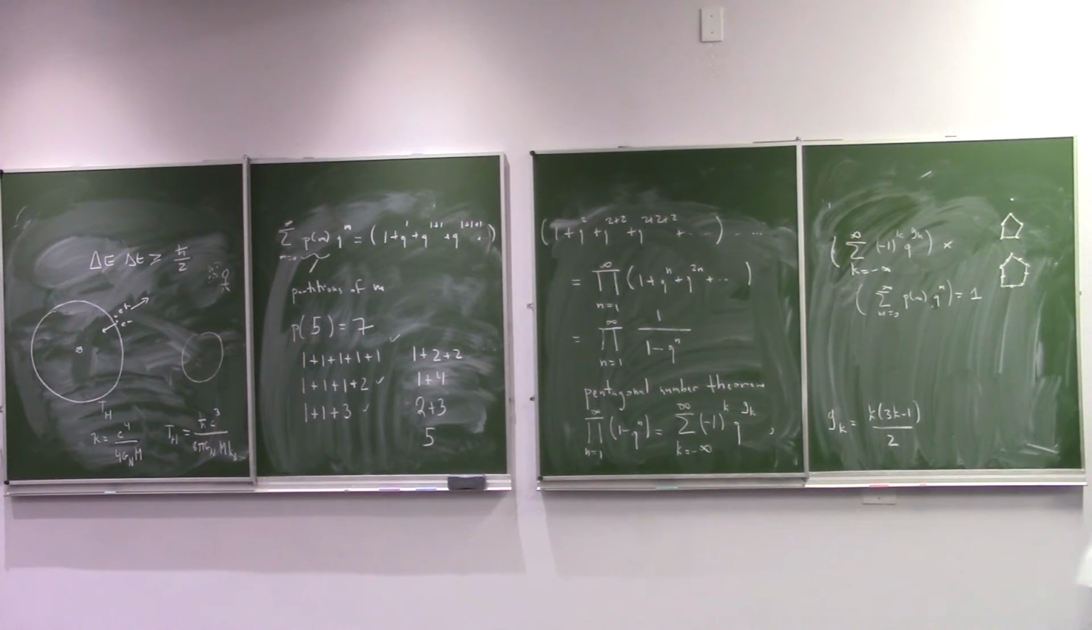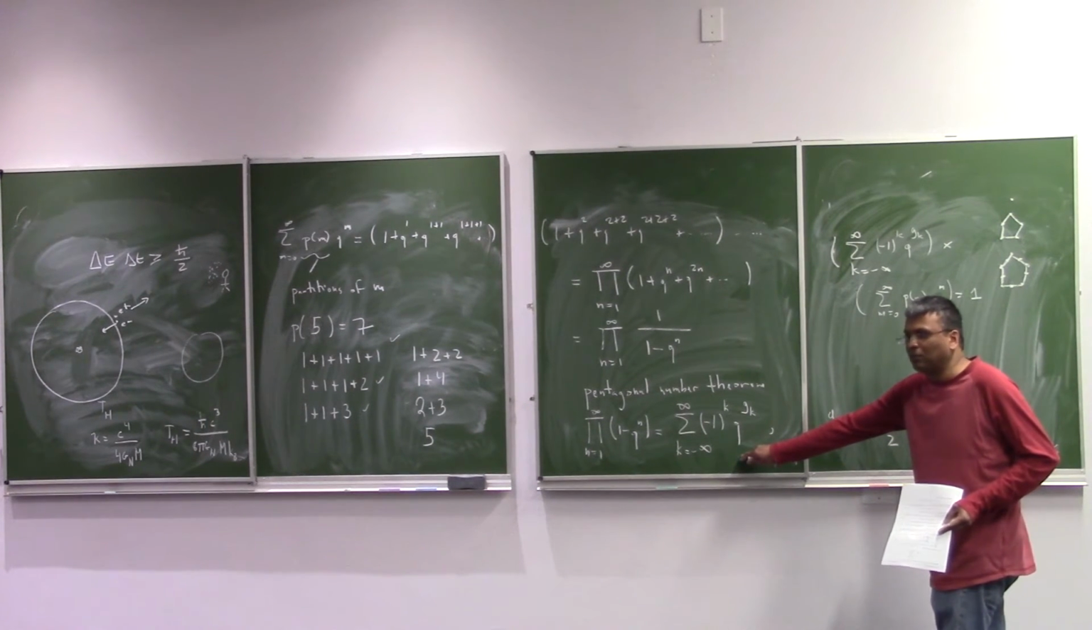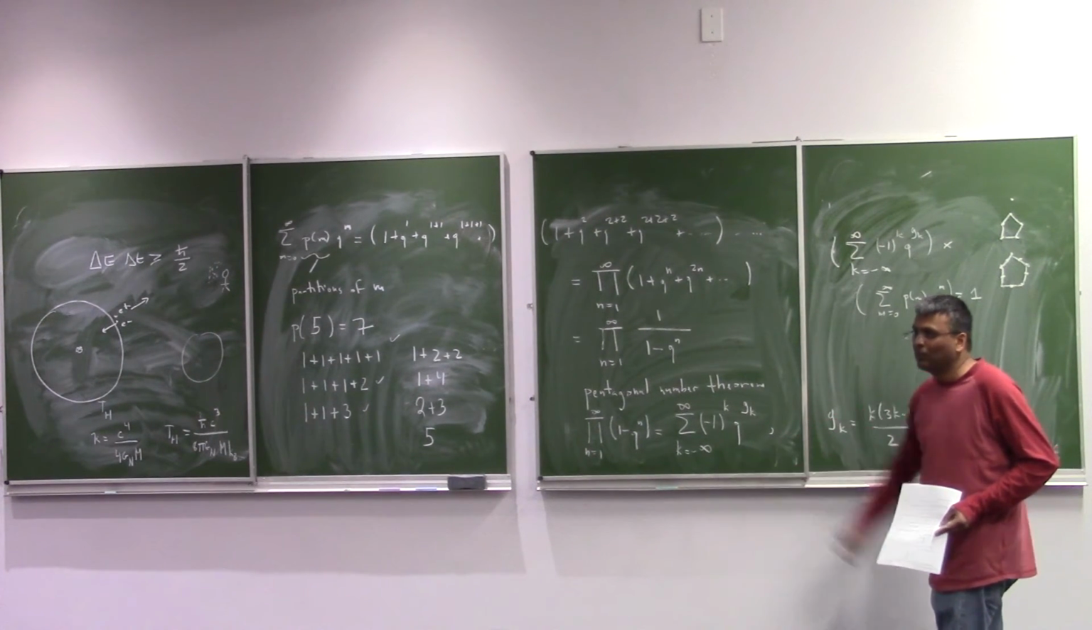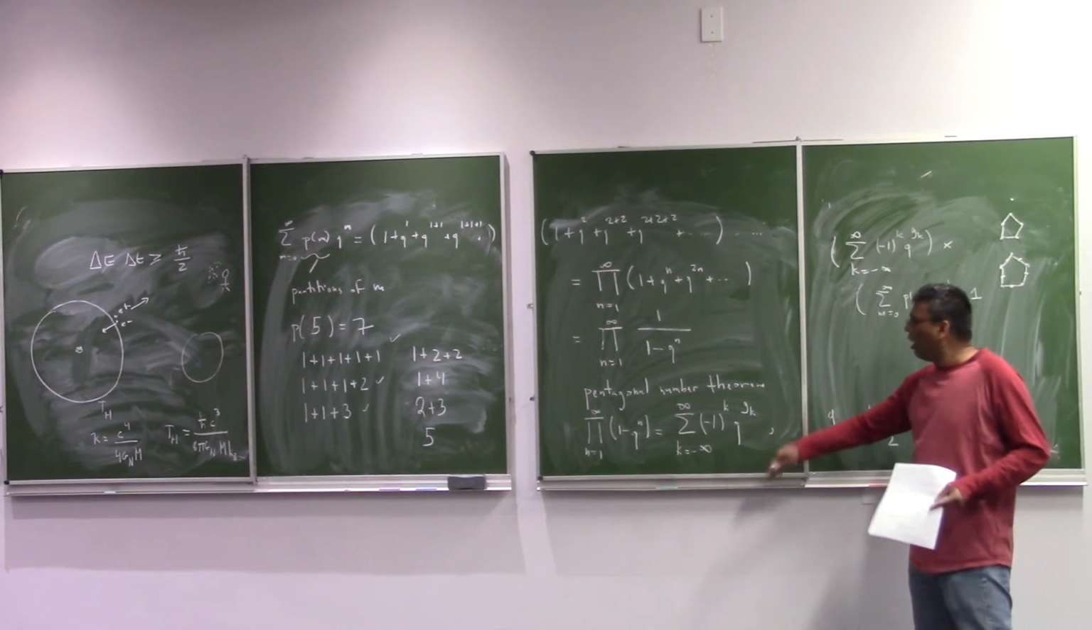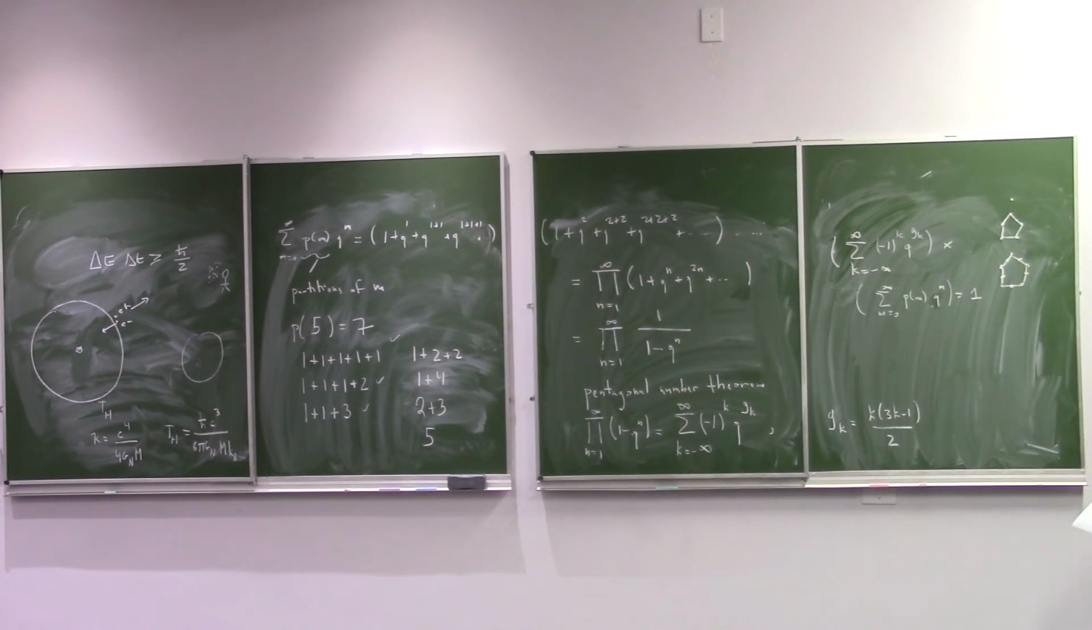So this is sort of why q is being used. It's an elliptic variable at the end of the day. So this is one of the origins of elliptic number theory.